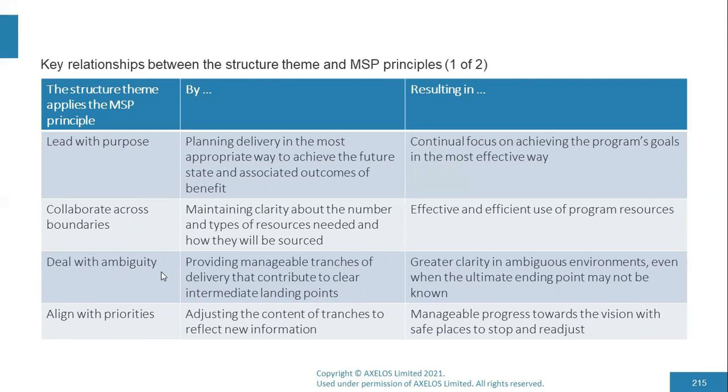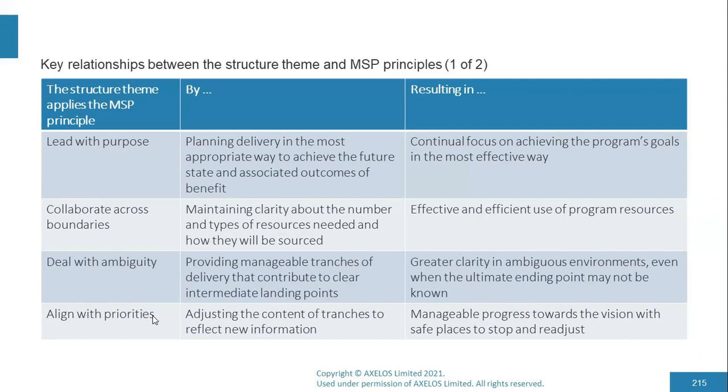Dealing with ambiguity. We remember this was about the risks. Therefore, in the structure theme, it's about providing manageable tranches of delivery that contribute to clear intermediate landing points. Because the program has risks and doesn't have a definite path because of changes which are occurring during the program, because of environmental influences, and the program itself being a catalyst for change, therefore dealing with ambiguity plays a key role by creating intermediate landing points in spite of the ambiguity.